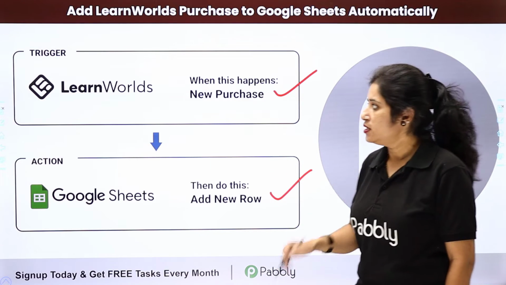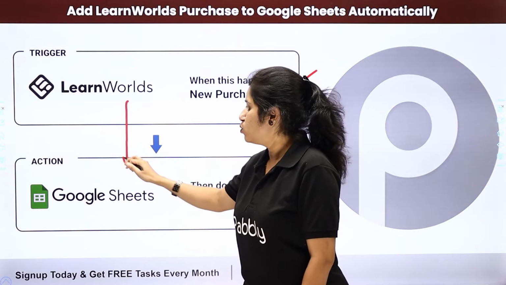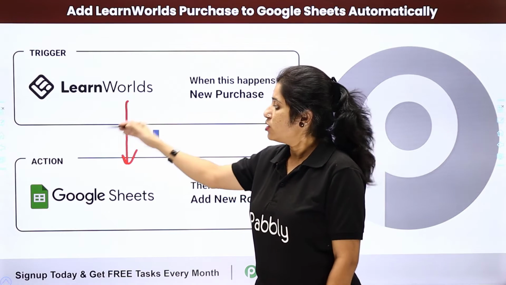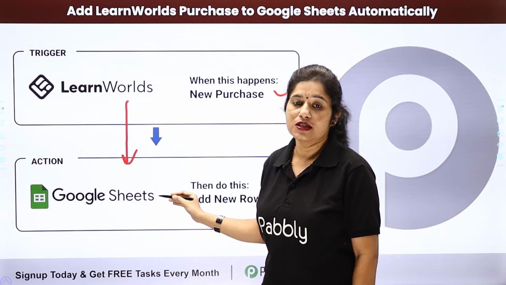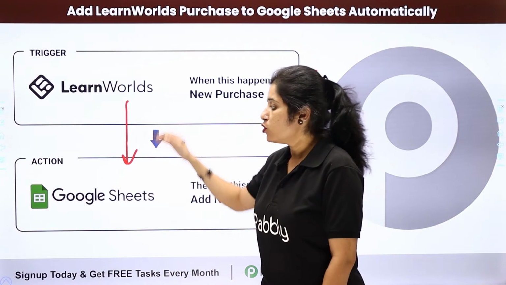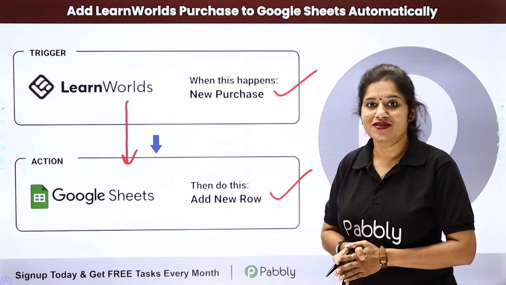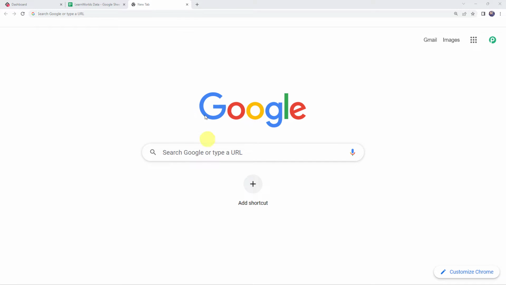For that, you need to integrate your LearnWorlds account with Google Sheets. So here your trigger application would be LearnWorlds and your action application would be Google Sheets. So how can you integrate both these software applications using Pabbly Connect? For that, you need to come to my screen. So welcome to my screen.